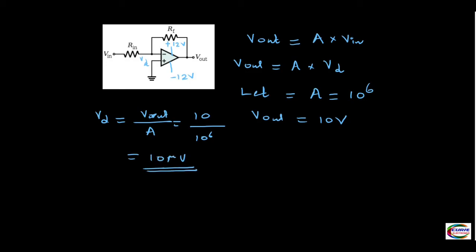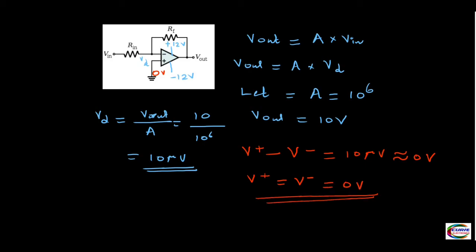What does it mean, 10 microvolt? That means V plus minus V minus equals 10 microvolt. It is similar to 0 volt, right? That means now our V plus is equal to V minus. V plus is connected where? This is at 0 volt. So both are at 0 volt. This is what the virtual ground concept is all about.